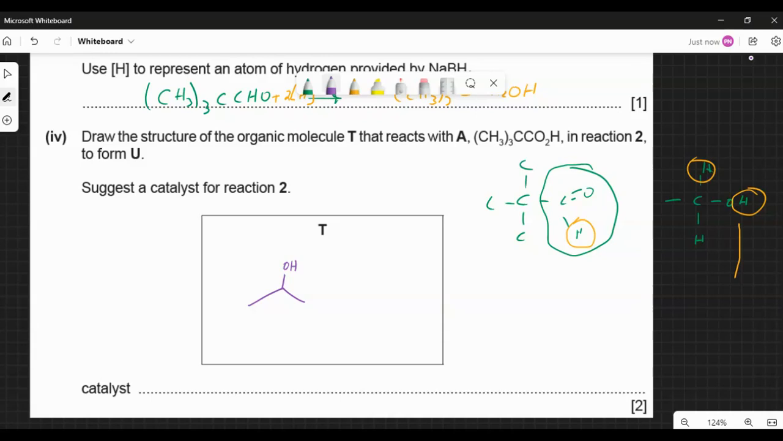All right, and if you want to be a bit cleverer, you can do more things. Are you with me? But there you go. What's the catalyst? Well, the reaction is an esterification, so the catalyst is conc sulfuric acid.